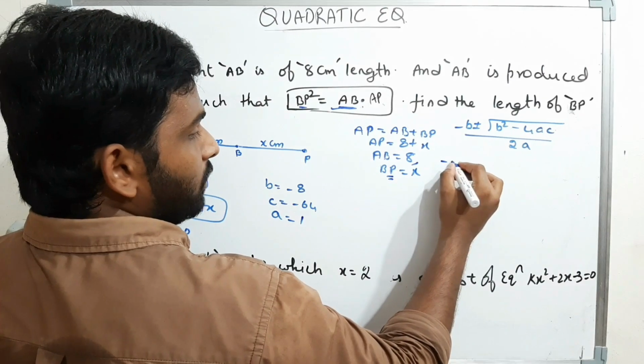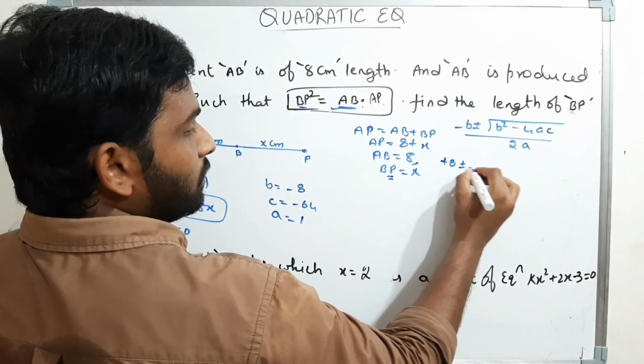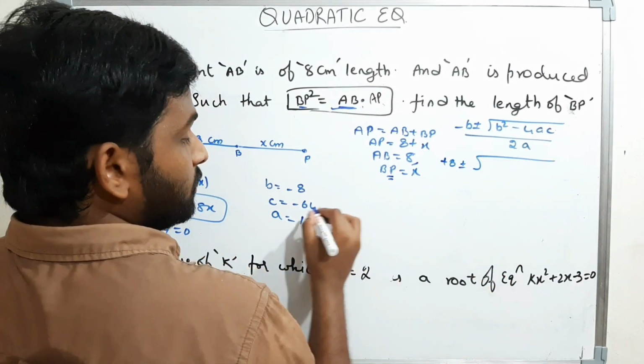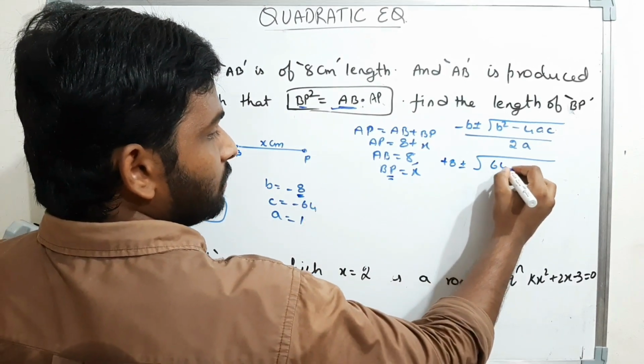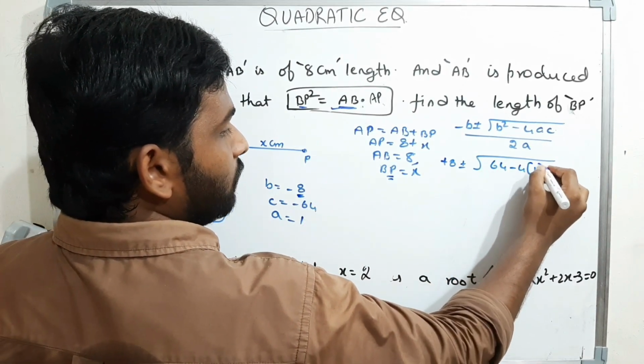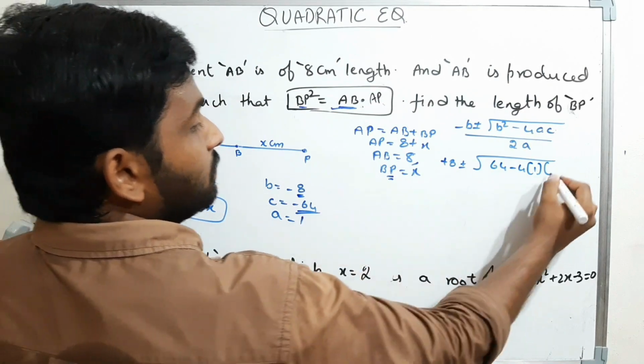What will you get? Minus into minus is plus 8, plus or minus root of b square. b square is how much? 8 square is 64. Minus into 4 into 1 into what is c? Minus 64.